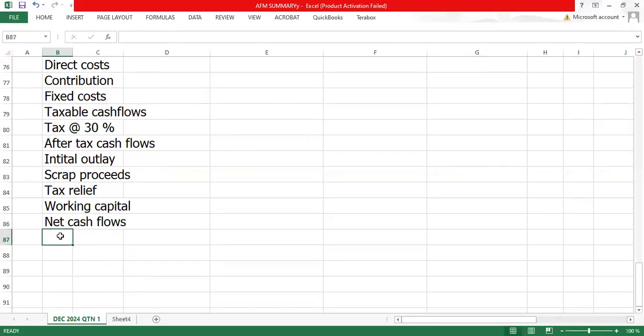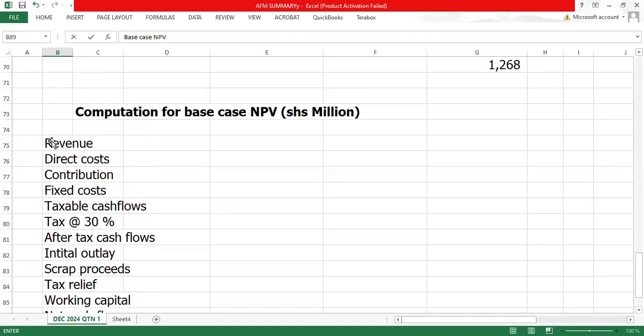After net cash flows, you go to the discount factor. We had computed the discount factor as 20%, our cost of equity, which is ungeared. So you discount your cash flows, then you get the PVs by getting net cash flows times discount. Then you'll be in a position to get the base case NPV. Okay, so I believe this one you can't fail, because we have everything.